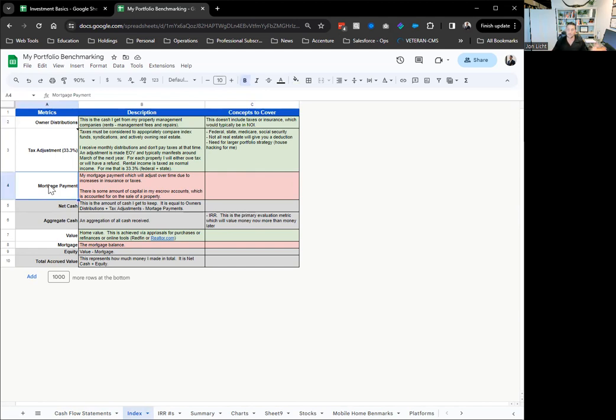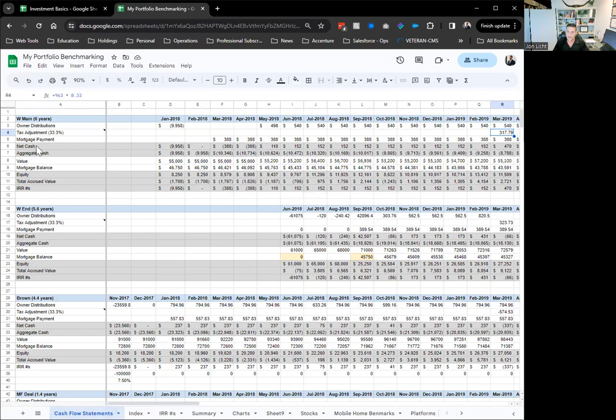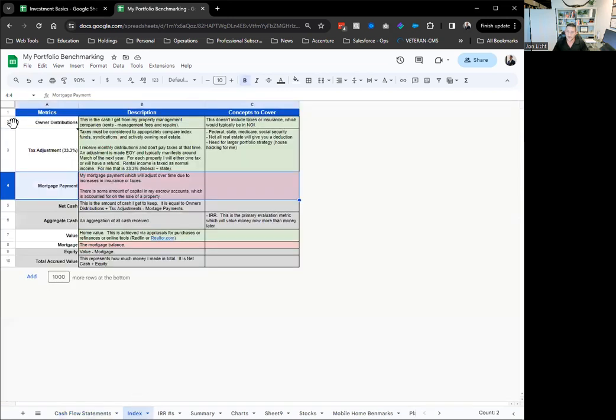Okay, then obviously my mortgage payment is going to be what I'm subtracting there. So every month if I owe a mortgage, I'm going to subtract that out of my cash. So these three things are basically what's in my checking account at the end of every month. That's going to be net cash. So that's going to be my distributions, my tax adjustment, so that'll be once a year, and then my mortgage is every month. Aggregate cash is just summing that up, so I can see at what point I'm cash flow positive based on my cash outflow.